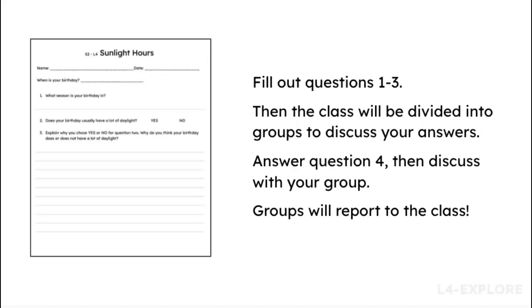For the Explore portion, you'll have students fill out questions 1 to 3 of the Sunlight Hours student journal pages. You'll then divide the class into groups and allow them to discuss their answers in order to answer number 4. When students are finished, you'll have them discuss their answers in a group, then have the group report to the class.